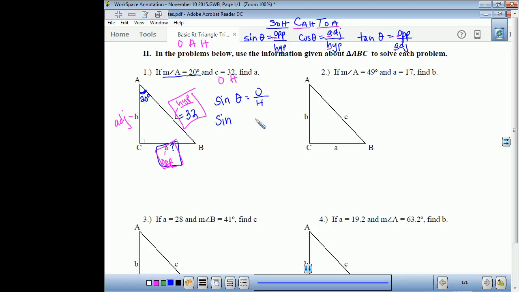Angle A has a measure of 20 degrees, so this is the new part for today. They tell us that angle A is 20 degrees, so sine of 20 is equal to the opposite, which is A, that's what we want to know, over the hypotenuse, which is 32. So to solve this, we would have to multiply both sides by 32 to solve for our variable. Right now our variable is being divided by 32, so we multiply by 32.